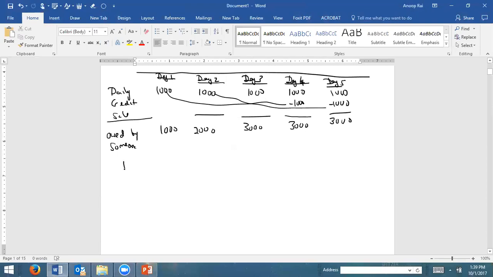If we are doing the formula, it will say average accounts receivable is equal to daily credit sales, okay, this is daily, times, there's various terms used for it, but let's call it average collection period.